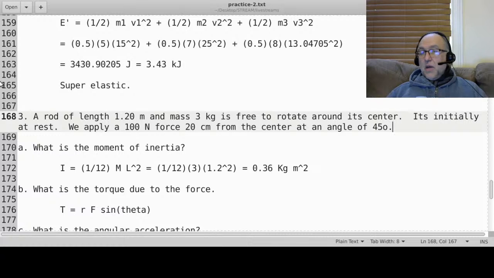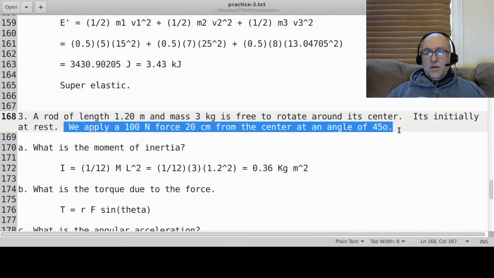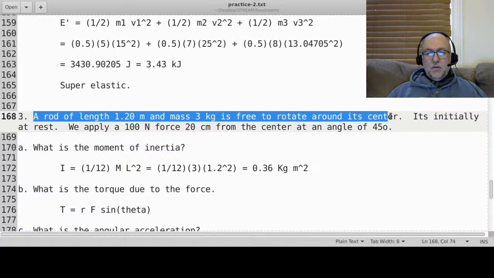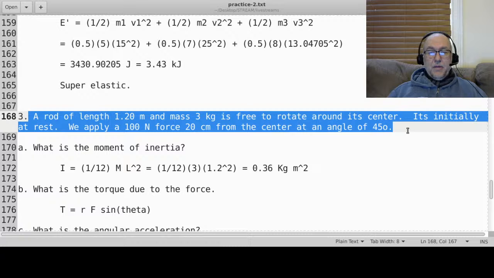And it's initially at rest, and we're going to apply a 100 Newton force at 20 centimeters from the center at an angle of 45 degrees. When we get to this one, maybe I'll draw that picture because I think that one's a little harder to see. But this one I don't think you need a picture. All right. So now, what kinds of questions could I ask about this?